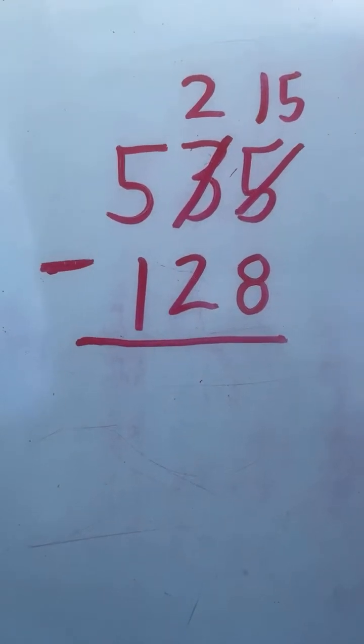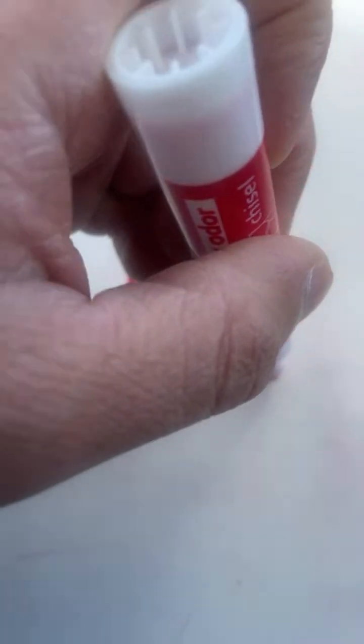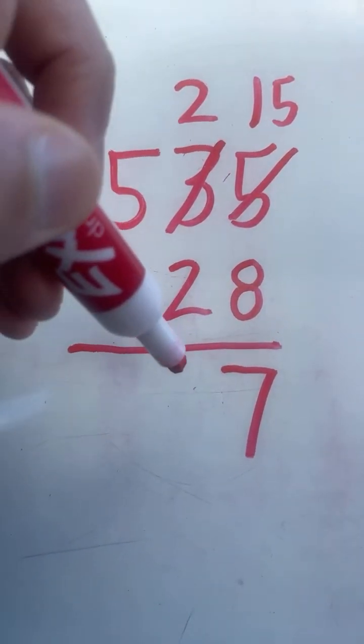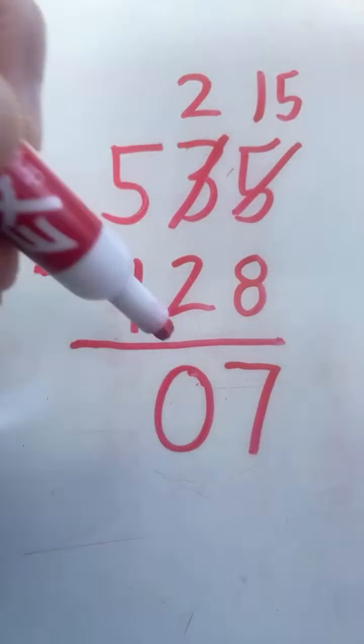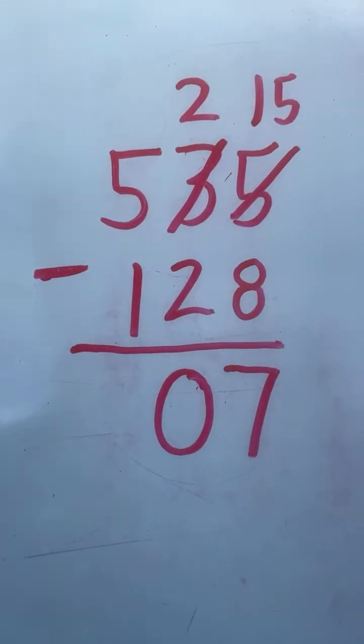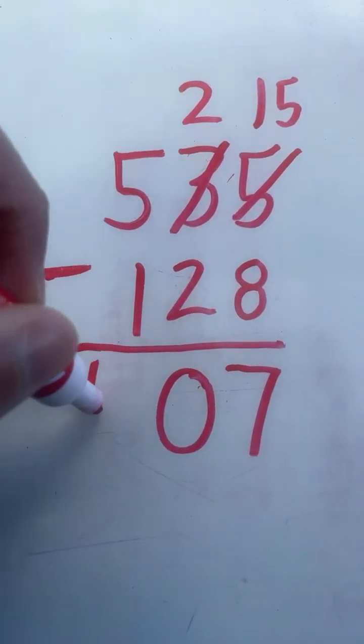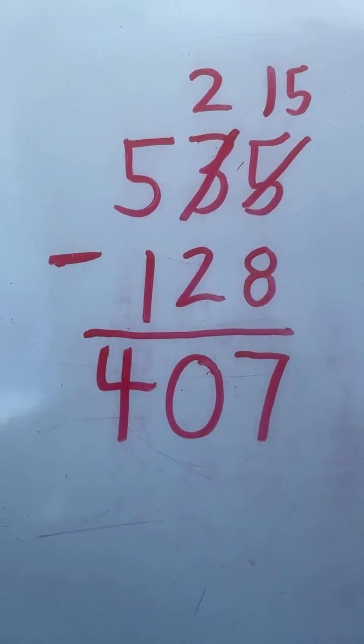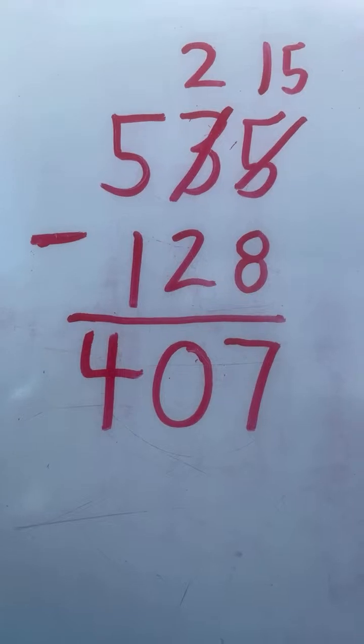Starting in the ones place, 15 minus 8 equals 7. 2 minus 2 equals 0. And 5 minus 1 equals 4. And we have our final answer, 535 minus 128 equals 407.